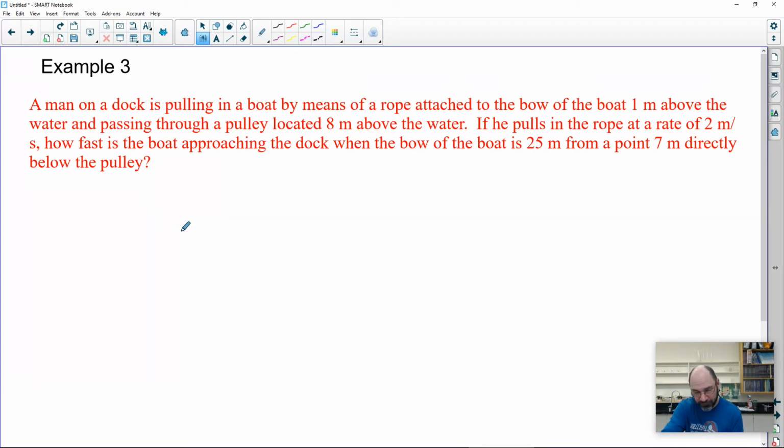So let's draw this out so that we can see it better. Okay, so here's our water. And then up here is our pulley.